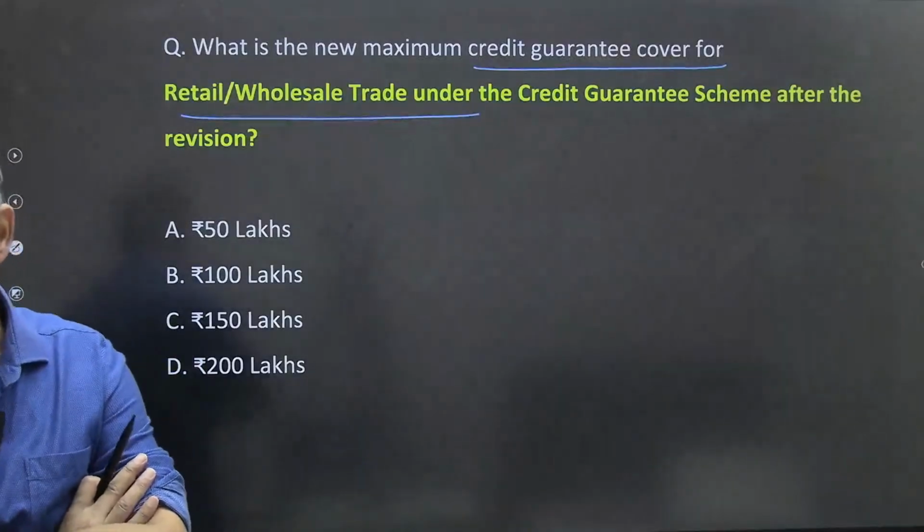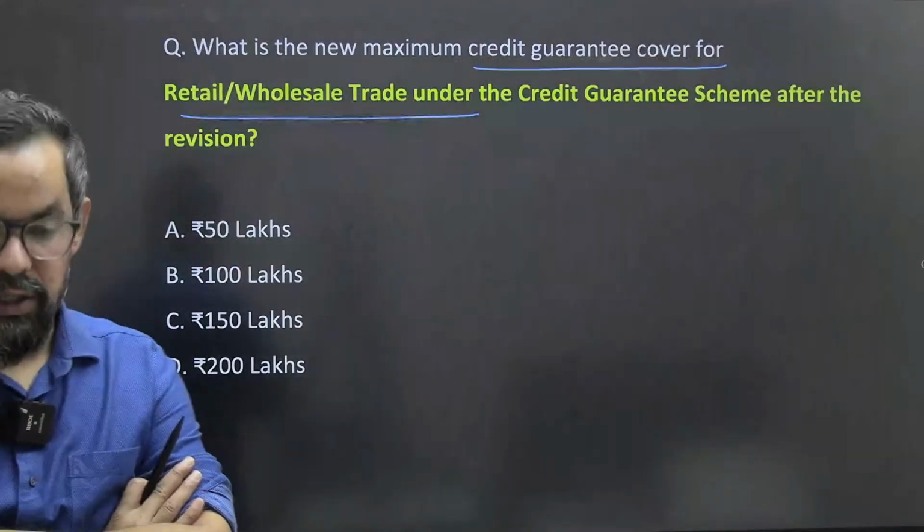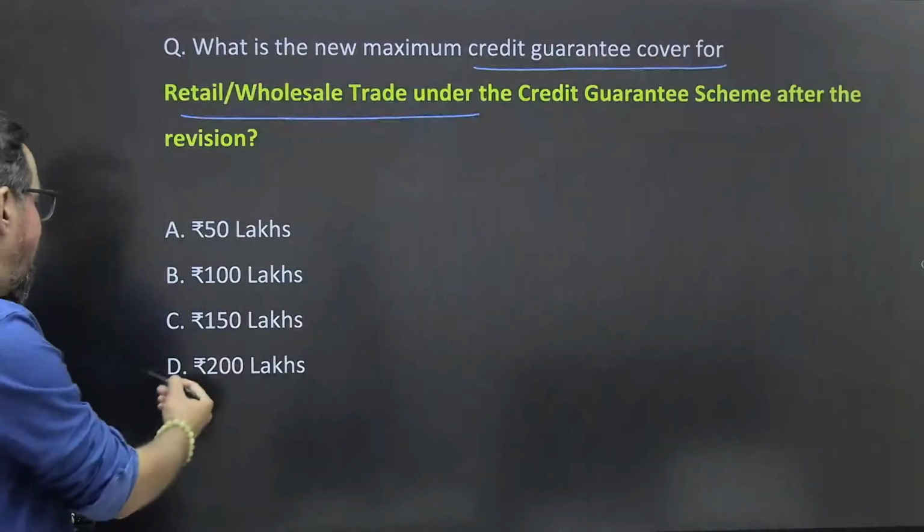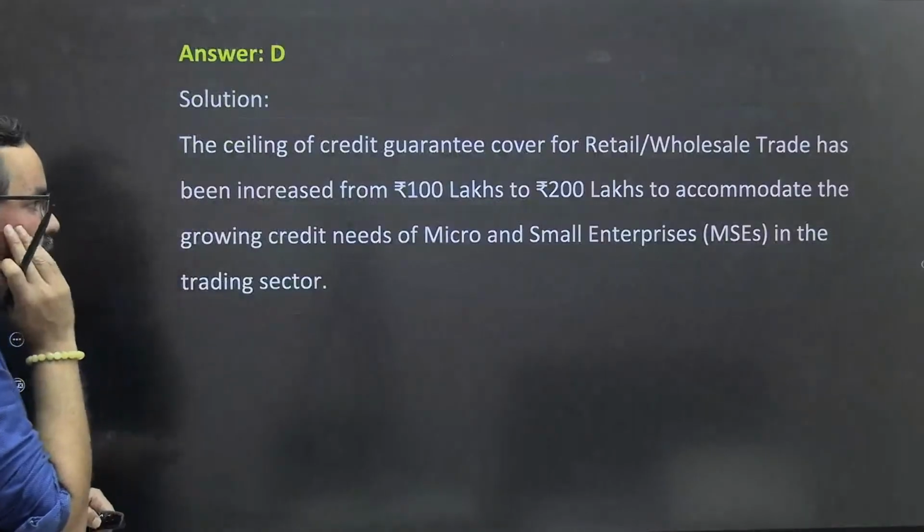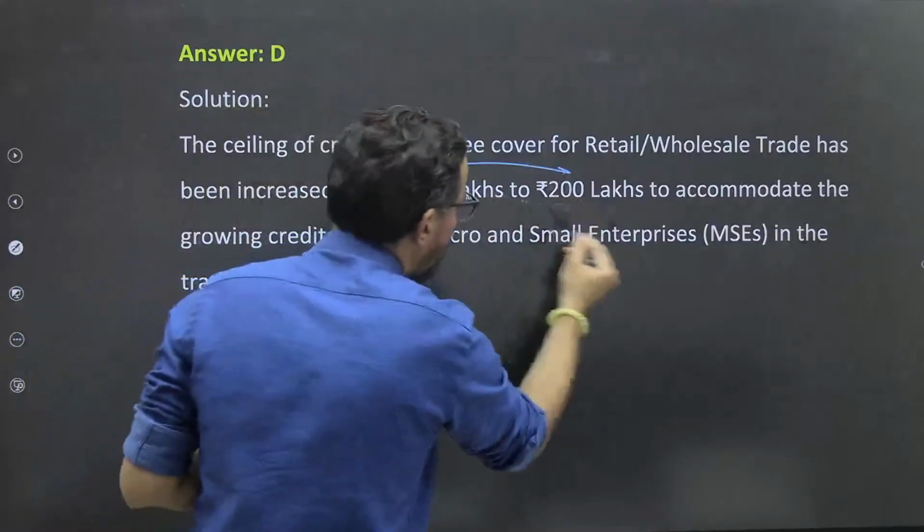Next question, guys, next question. What will be your right answer for the next one? How much is it? 200 lakhs, okay. Yes, so option D must be the right answer. Earlier it was 100, so 100 to 200 lakhs.